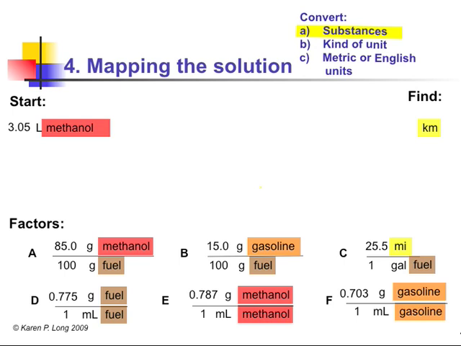You need to focus on the units, which is why it is so important to include those in your conversion factors. If there are no substance units, which is the first thing I consider, you look at the kind of unit. Here we have substance units for all the factors except for kilometers, which we'll look at the kind of unit first. I have highlighted the substance units. So our goal is to convert from methanol to kilometers.